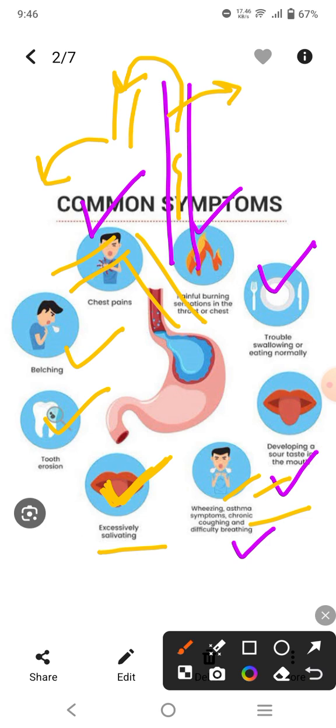Due to chronic blood loss, not sudden, it is chronic blood loss, iron deficiency anemia can also occur. Weight loss can also occur. Early satiety can also occur.